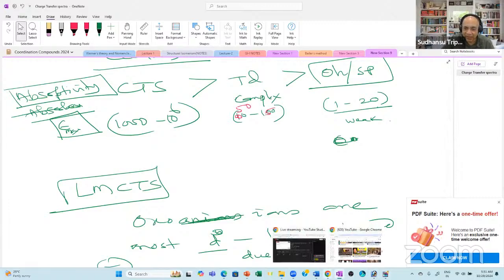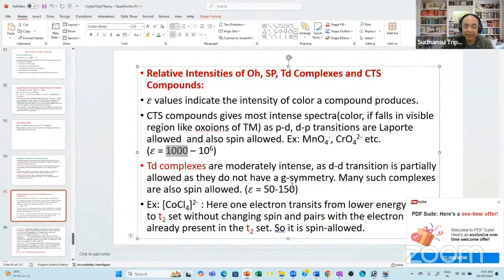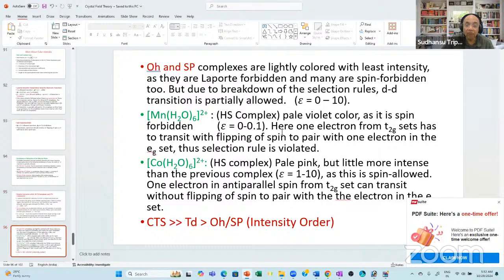And the octahedral and square planar, the weakest among all, will be 0 to 10. I have given a little bonus, 20. Let it be. I was talking about manganese complex compared to cobalt. Cobalt is d7, it is 1 to 10, and this is 0 to 0.1 epsilon.